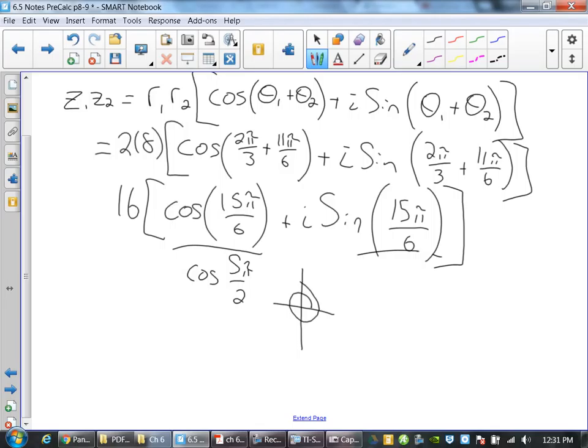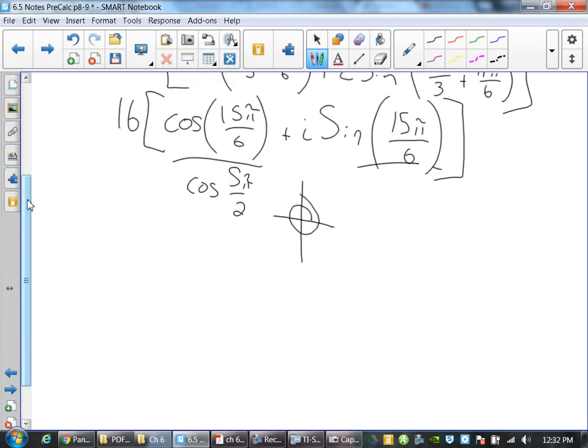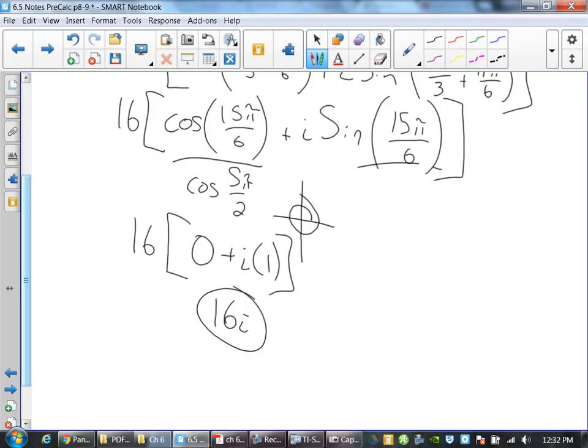What is the cosine at pi over 2? Sorry, I'm going to move this up here. So we have 16 times 0 plus i times, what's the sine at pi over 2? 1. What's 16 times 0? What's 16 times i? Get your answer.